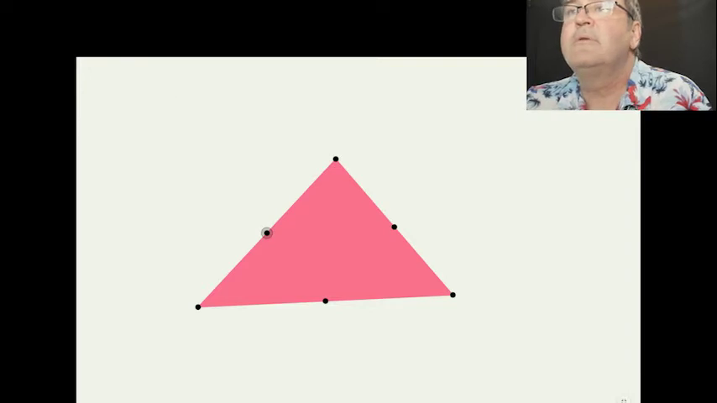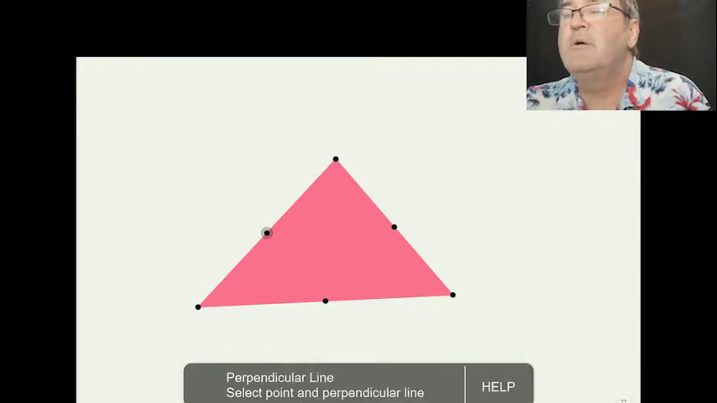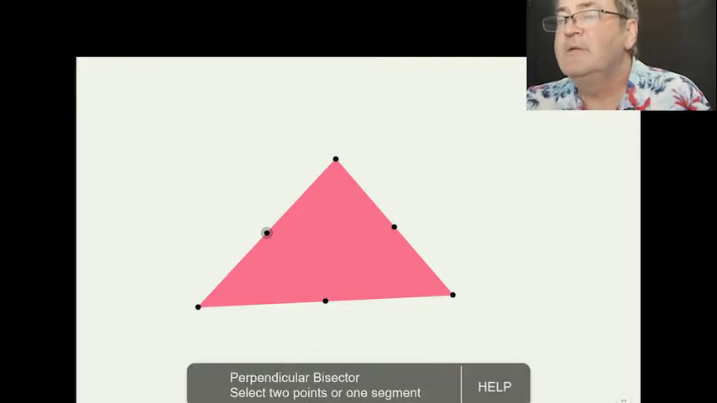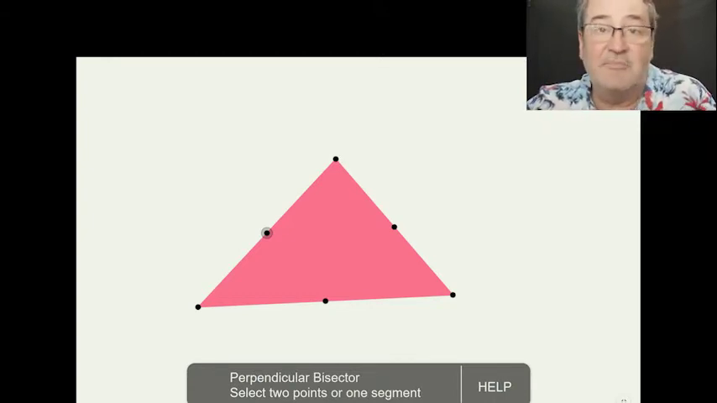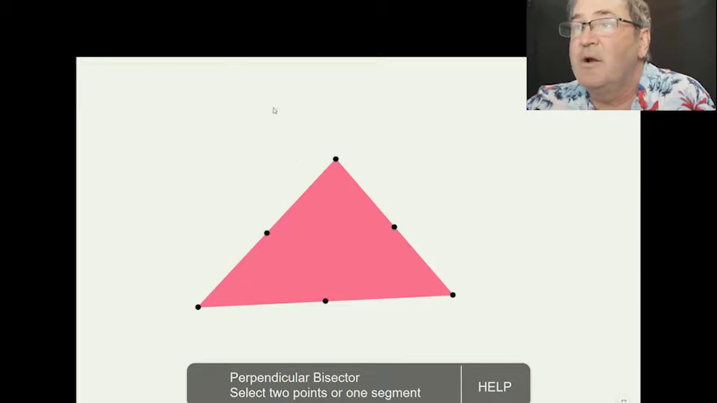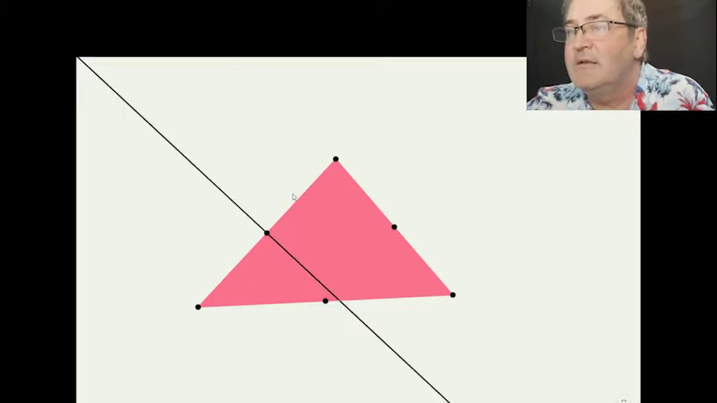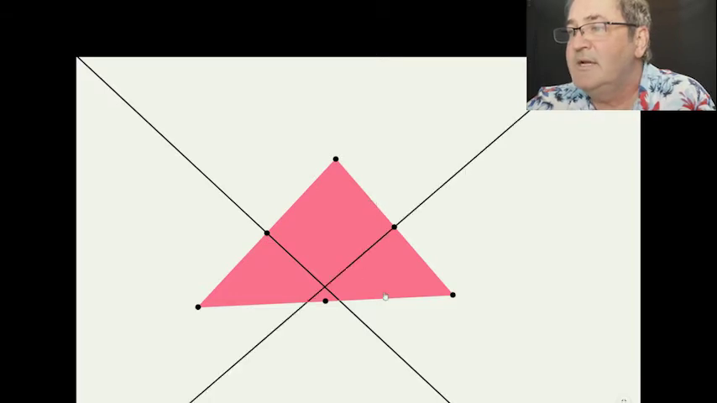Oh, wait, I'm not on the right one. Where's it? There it is. Perpendicular line. Is one of these. Oh, there's a perpendicular bisector. Perfect. That's even better. So instead of making a perpendicular line, this will make sure it's right in the middle. So if I click on perpendicular bisector and click on the side, oh, it made my perpendicular bisector for me. So I'll click on this side and finally this side.